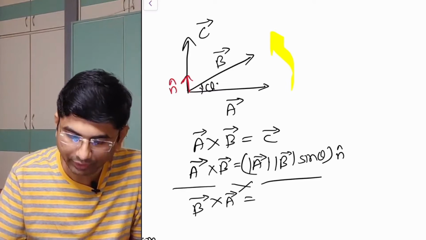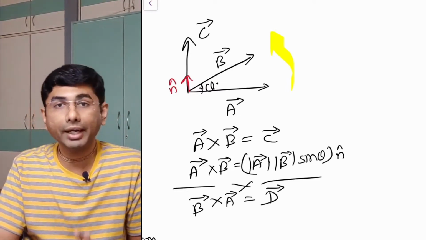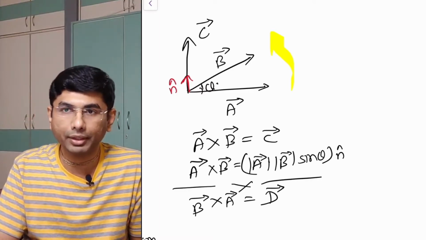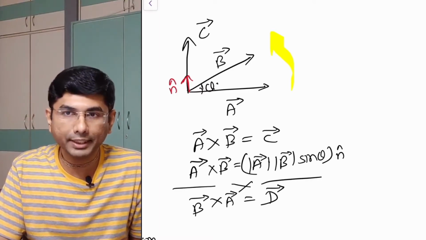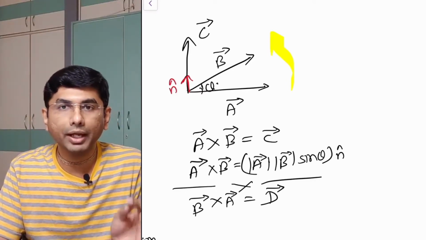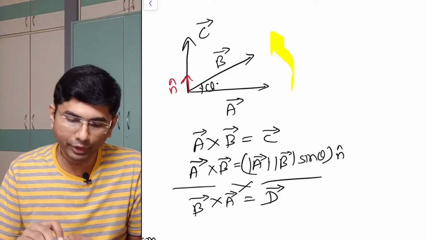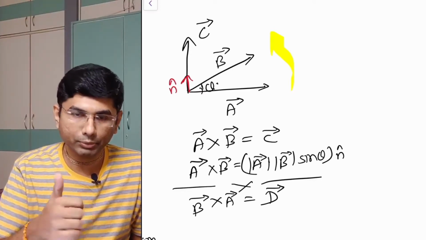In B cross A, here now we are writing the D vector. B cross A is a different vector. Why is it different? Because the direction will be different. Maybe the magnitude will be the same. A cross B or B cross A, both will have the same magnitude, but the direction of both the vectors will be different. When I am having A cross B, it's like an anti-clockwise motion.